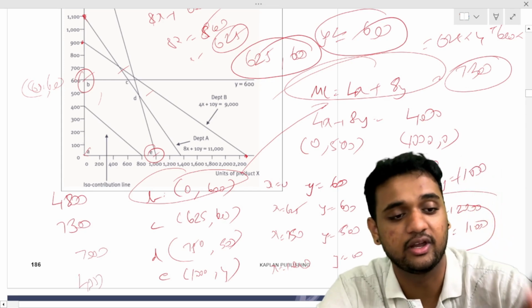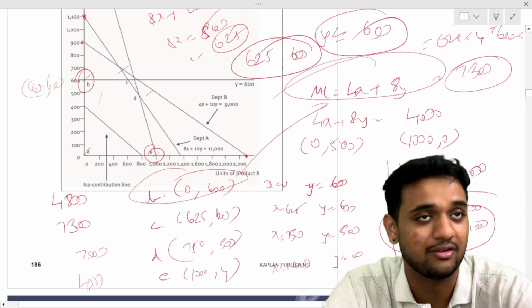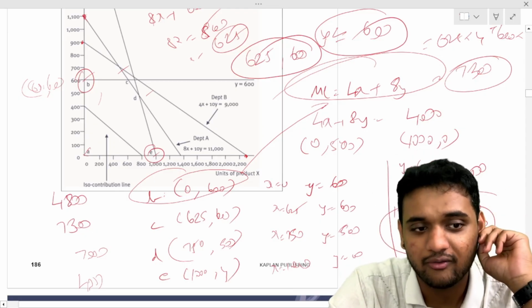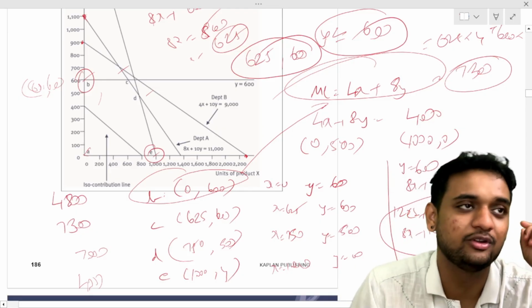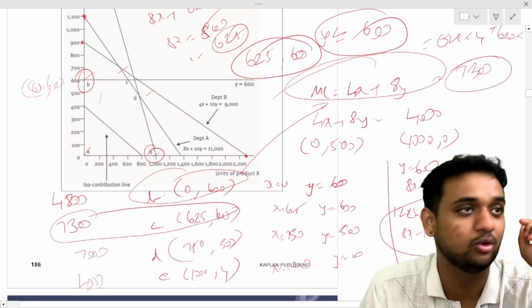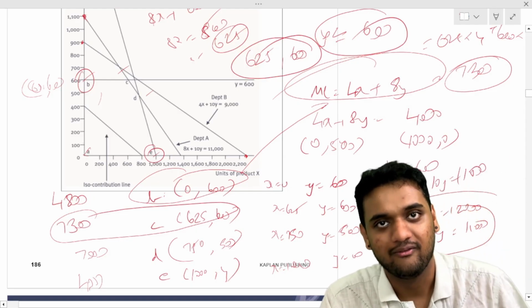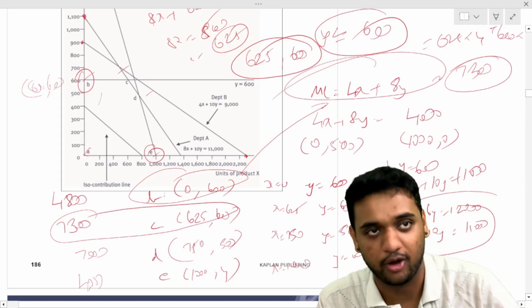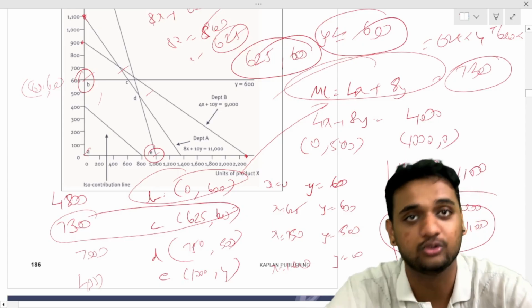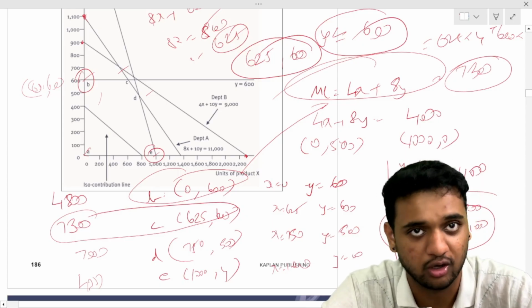So what are the contributions you are getting? 4,800, 7,300, 7,000 and 4,000. Which is the highest contribution? So we will obviously choose point C. We can do it through this method, or we can do it through the iso contribution line also. We can find the iso contribution line, take it up, find the point. You can do whatever method you want. Understood, all of you?